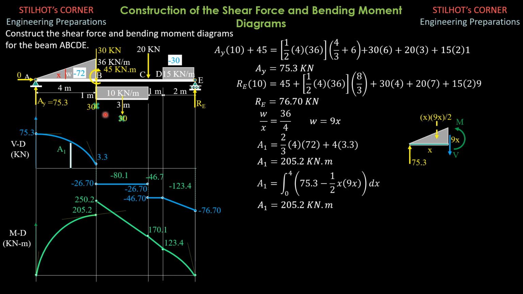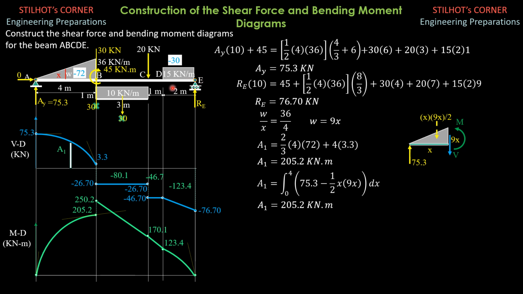So we now remove this attached portion of the beam, and the beam now consists of a portion 4 meters from A to B with a triangular load from 0 to 36 kilonewton per meter. At B, we have 30 kilonewtons downward and a couple of 45 kilonewton meter, which is clockwise. At C and portion DE, it remains. So we solve for the vertical reaction at A. The horizontal reaction is 0, obviously.